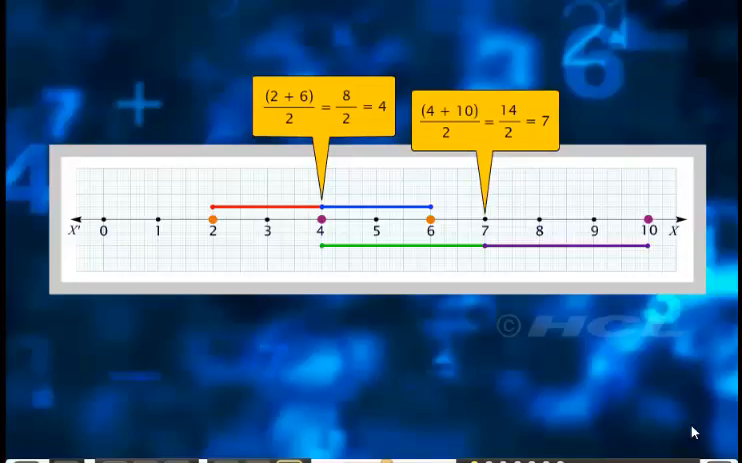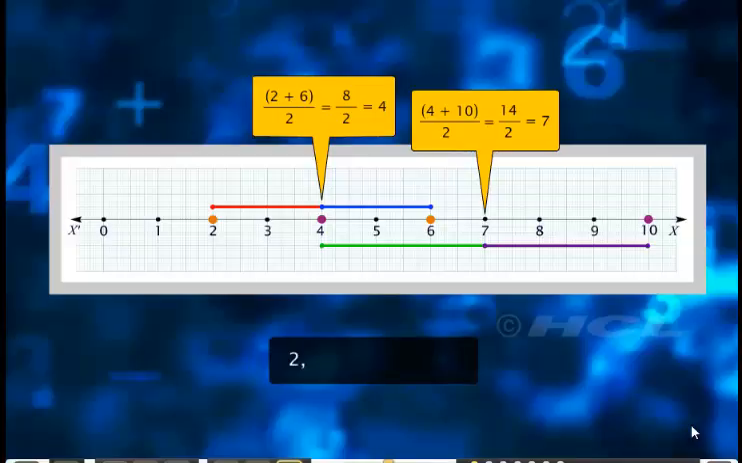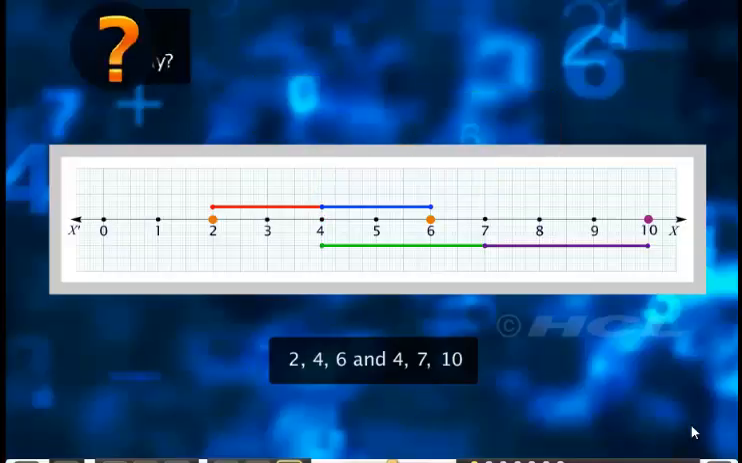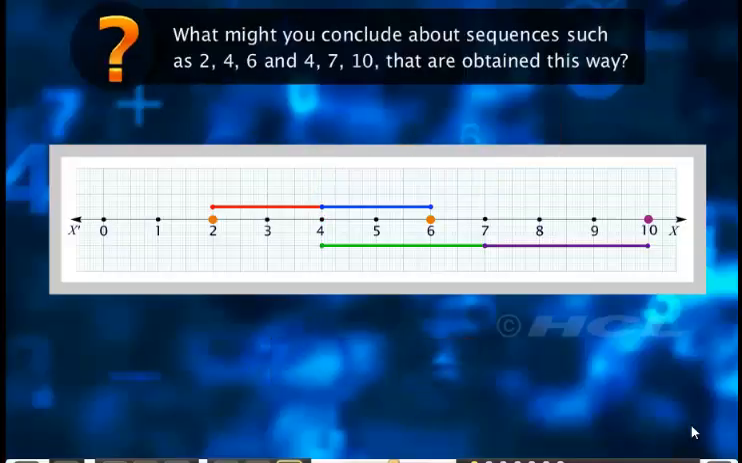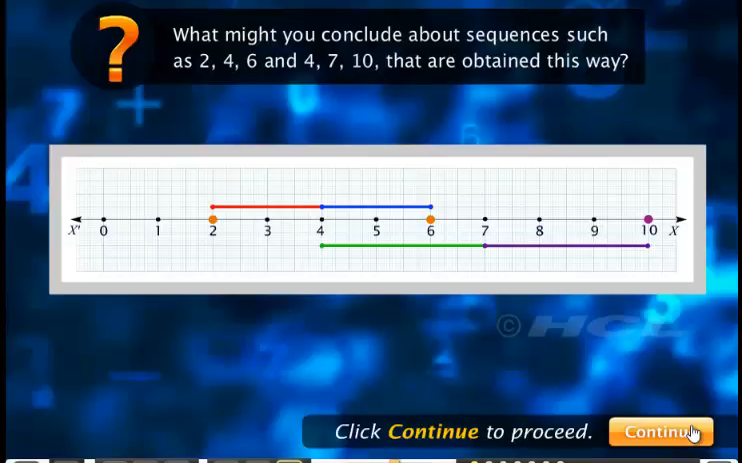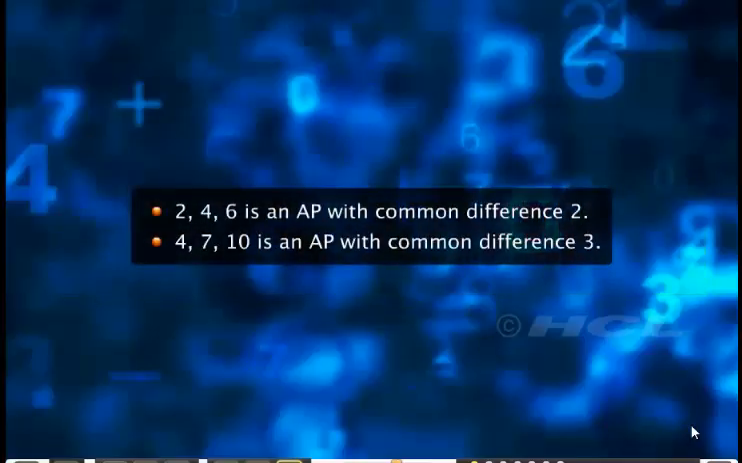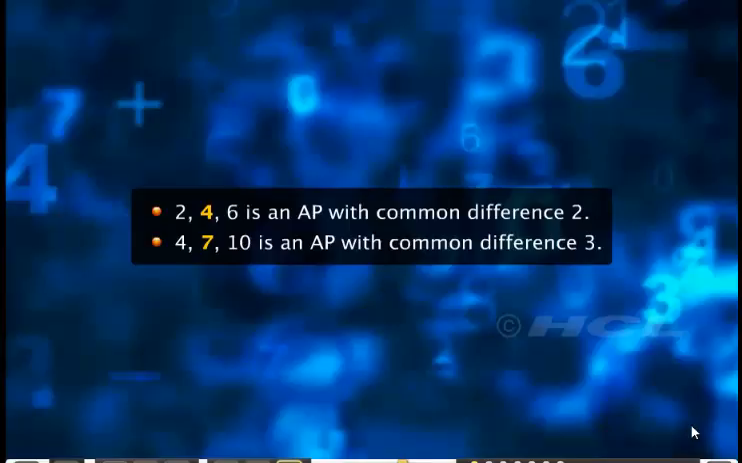Now look carefully at the sequences 2, 4, 6 and 4, 7, 10 obtained in this way. What might you conclude about sequences of this type? The three numbers in each sequence are in AP with common differences 2 and 3 respectively, and the middle numbers 4 and 7 are known as the arithmetic mean of the extreme numbers in each sequence.